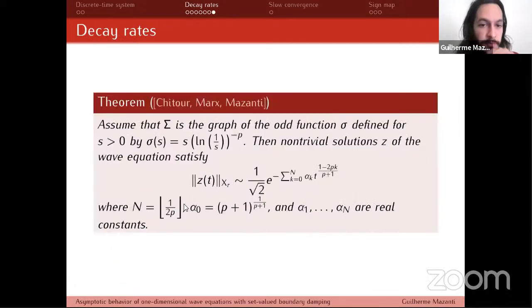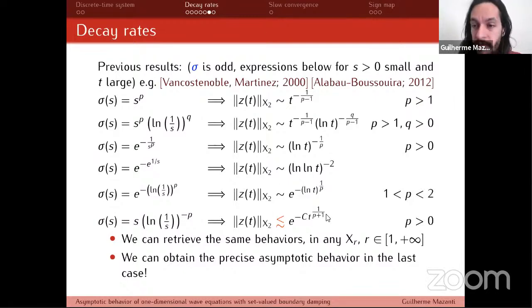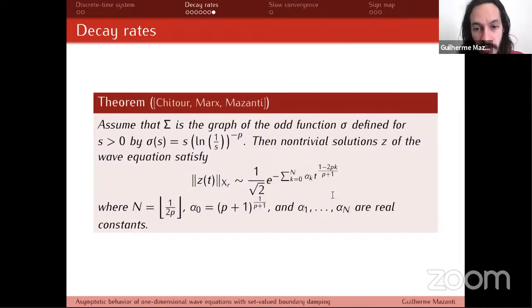The analysis that we did in the paper is that in the case where sigma is the graph of the function defined by this, then we get an explicit equivalent for the norm of the solution as t tends to infinity, which is of course compatible with the upper bound that was given here. So it was exponential of minus a constant times t to the power 1 over p plus 1. Here for k equals 0, we have t to the power 1 over p plus 1. But we actually identified the constant here. It's alpha of 0, it's just p plus 1 to the power 1 over p plus 1. We identify the constant in front of the exponential, and we actually get the other terms in the sequel of the expression. So we get the precise asymptotic behavior to 0 in this case, just by studying the iterates of Q.